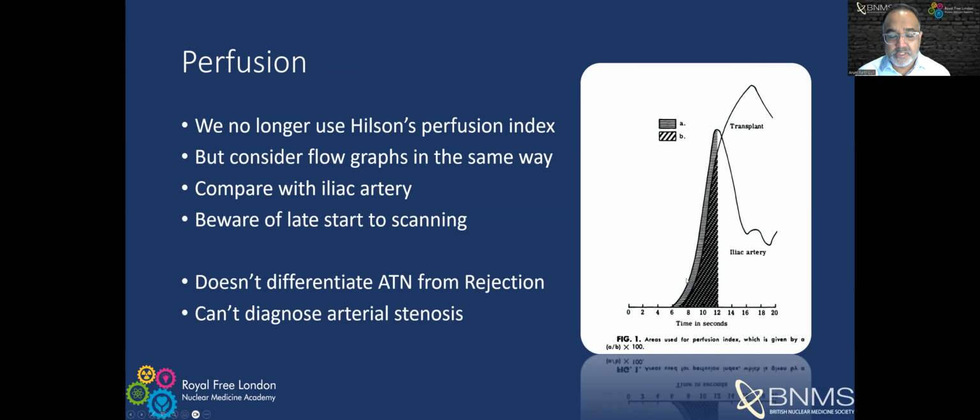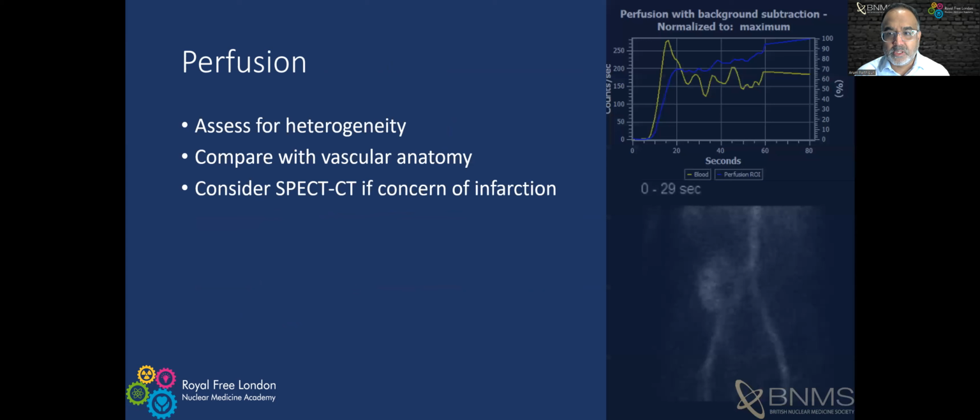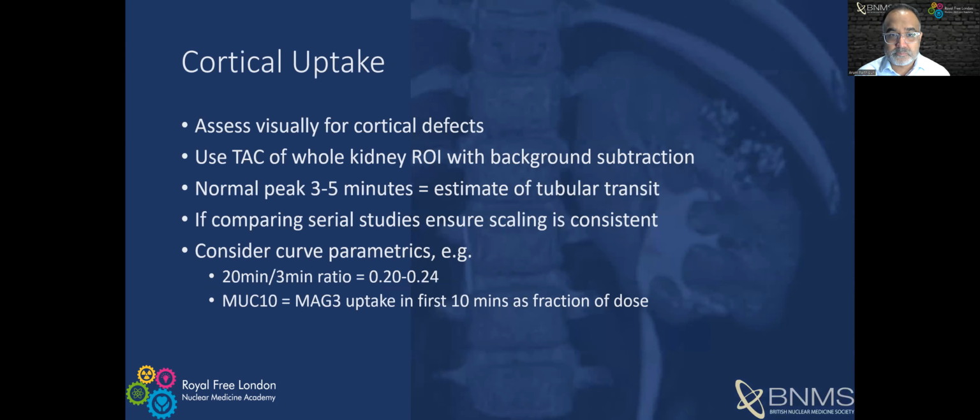Also, it's important to know that the perfusion on the MAG3 can't differentiate ATN from rejection, and it can't diagnose arterial stenosis. When you're looking at perfusion, you should look for heterogeneity within the transplant kidney. You should compare this with the vascular anatomy, so it's important to know how many transplant arteries there are, and perform a SPECT CT if you're worried about infarction.